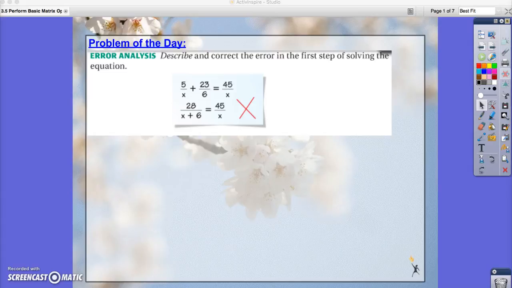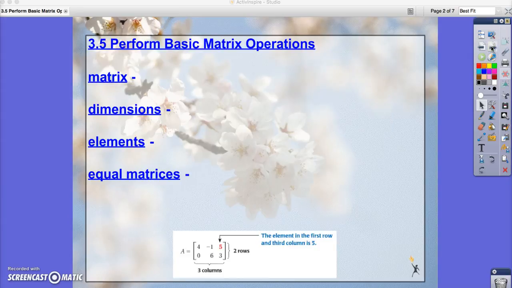Okay, so today we move on to lesson 3.5, chapter 3, part 2, which is something called matrices that I'm going to introduce to you. So pause the video, take a look at the problem of the day. You ready? Move on. The problem of the day is from lesson 8.6, the last material we covered. All right, so 3.5 is called perform basic matrix operations.